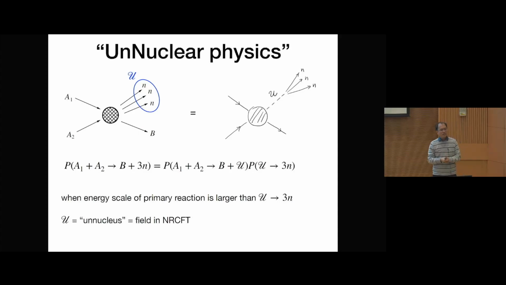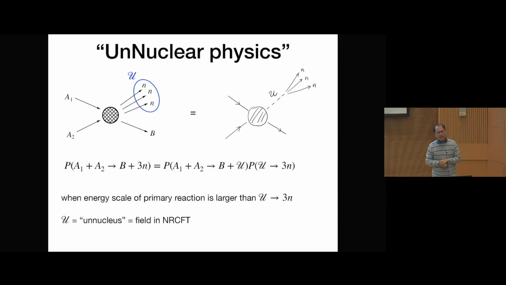So in a certain kinematic regime, one can argue based on this physical picture that the scattering amplitude has to be factorized into a product of two processes. The first, primary process: A1 and A2 create the B and some composite object called U. This composite object propagates a long time before it decays into 3 neutrons. So taking the product of these two probabilities, we get the probability of the reaction.